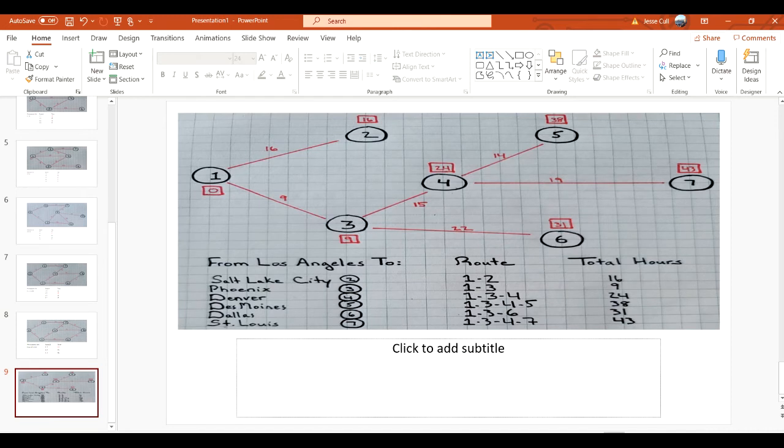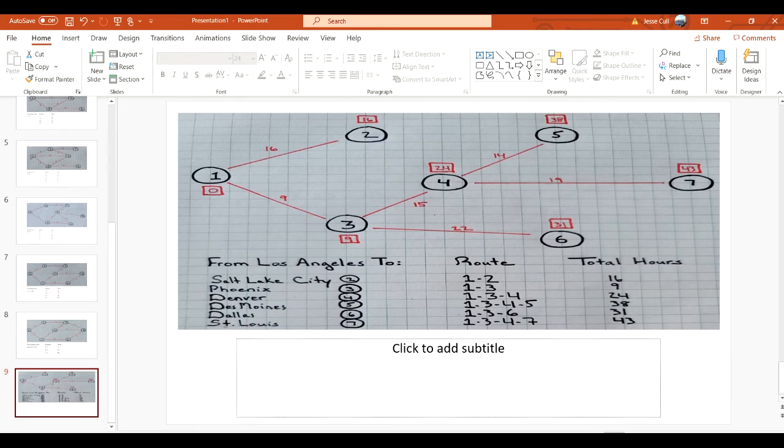From Los Angeles to Salt Lake City, the best route is 1, 2. That's 16 total hours. From Los Angeles to Phoenix, node 3, it's 1, 3, 9 total hours. From Los Angeles to Denver, which is number 4, it is best to go 1, 3, 4, and that's 24 total hours. All of this information is what we found.